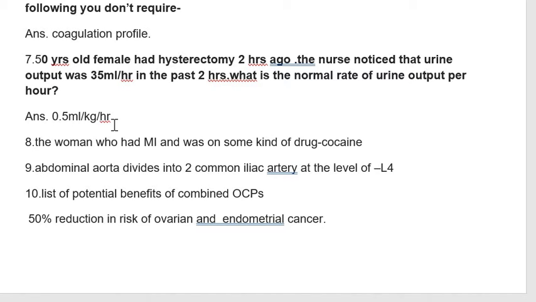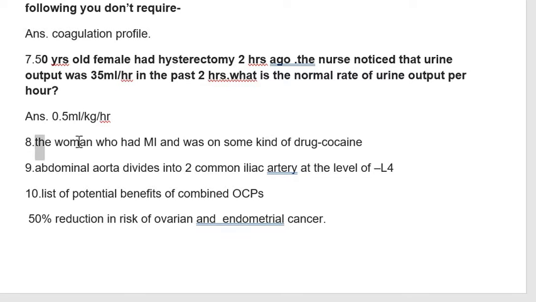If it drops below this point, then it means that the patient is going to develop other complications, like acute cortical necrosis and acute tubular necrosis. Why? Because of hypovolemia. So you have to pay attention to the wording of the question, what exactly they are asking you.